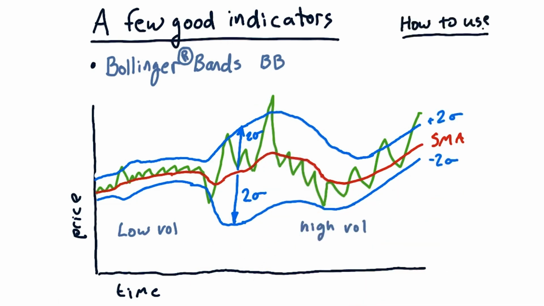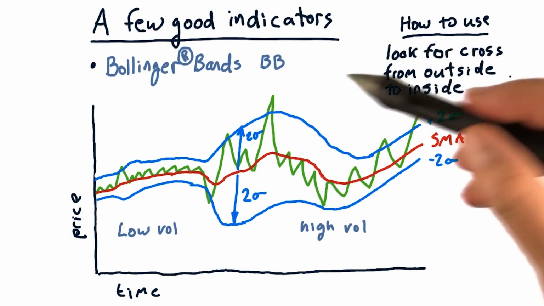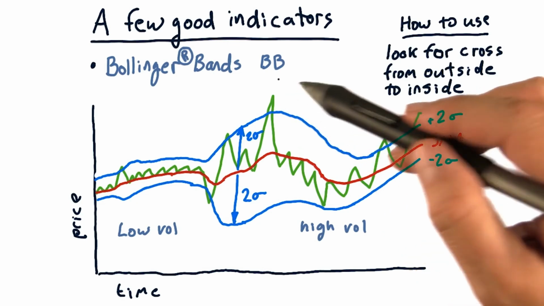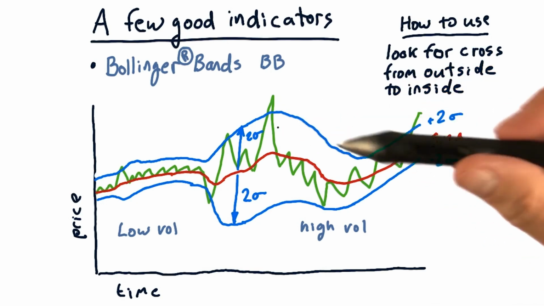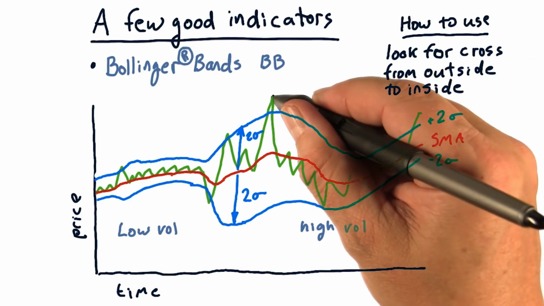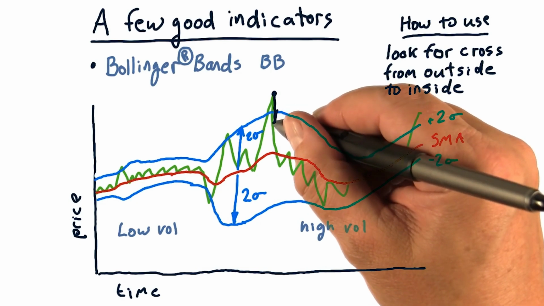How might we use Bollinger Bands now for trading signals? Here's a method that I've seen that is effective. So here's a rule of thumb for using Bollinger Bands that might be effective. You look for times where the price is outside one of these Bollinger Bands and when it crosses to the inside. So for instance, here we're outside and we cross to the inside.